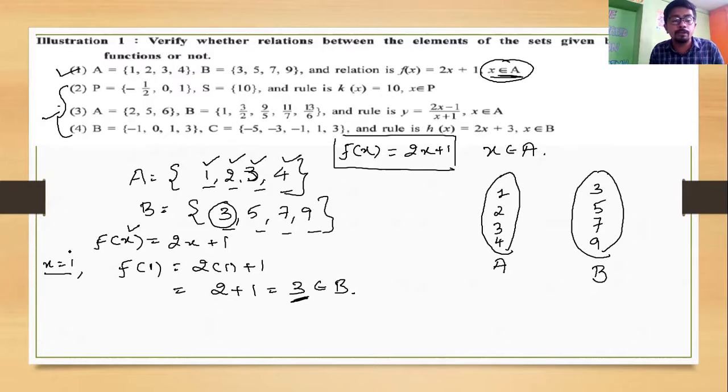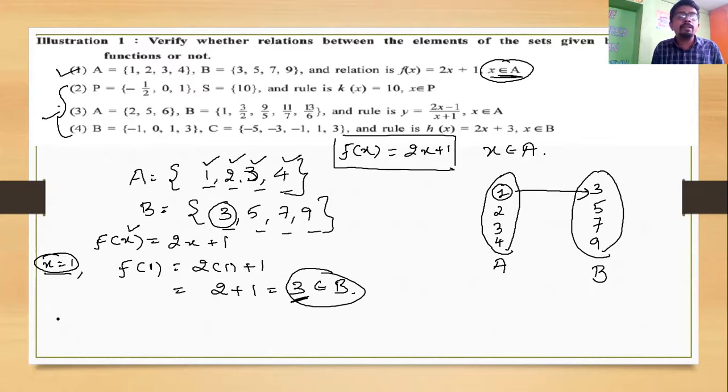See students, what I have done here: I have taken x equal to 1 and checked that the answer is in B. It means 1 is related with 3 from the codomain. From the domain we took 1 and we got 3 in the codomain.